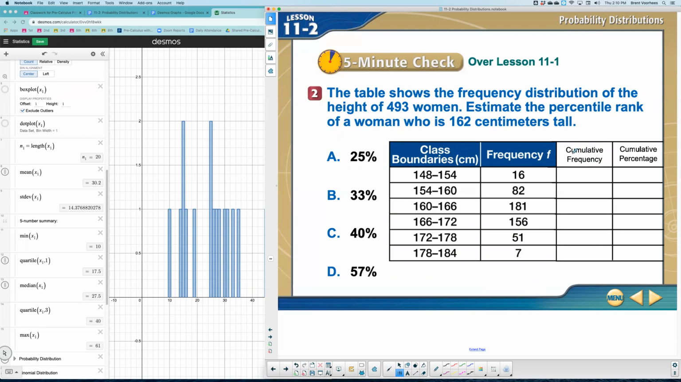is we found a cumulative frequency and a cumulative percentage. So 16 women is 16 of the 493. Oh, wait, I'm sorry. The cumulative just means you add up the frequency. So 82 here, this value would be 16 plus 82, which is 98. The next one, you take that 98 and add it to 181, which should be 279.